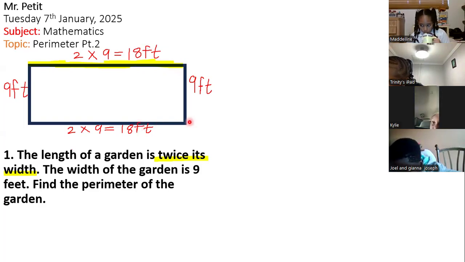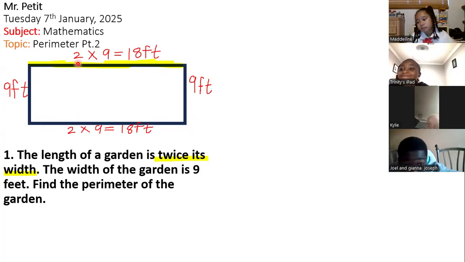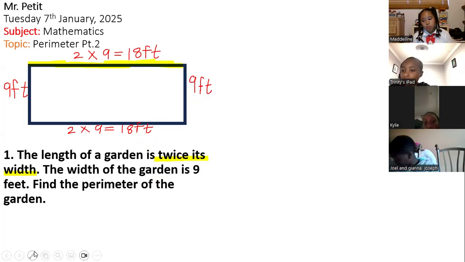So remember, what is the perimeter? The perimeter is the distance around the outside of a shape. Very good. So that means that we have to add the 9 and the 18 and the 9 and the 18. And then that's how we're going to get an answer. So add it up and tell me what you'll get for the perimeter.